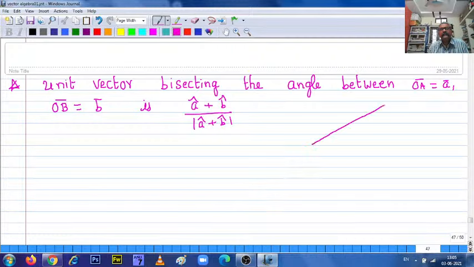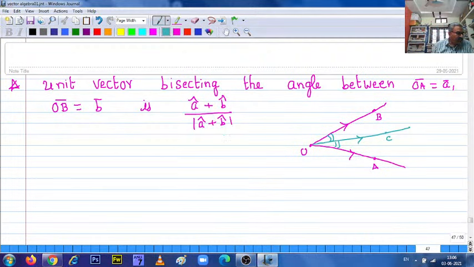So that means say this is the OA vector, this is the OB vector. Let OC be the vector bisecting the angle between these two. These two angles are equal. This OC is called the unit vector bisecting the angle between OA (A bar) and OB (B bar), and it is A bar plus B bar by mod of A bar plus B bar. So why not, it will be useful for your intermediate also.